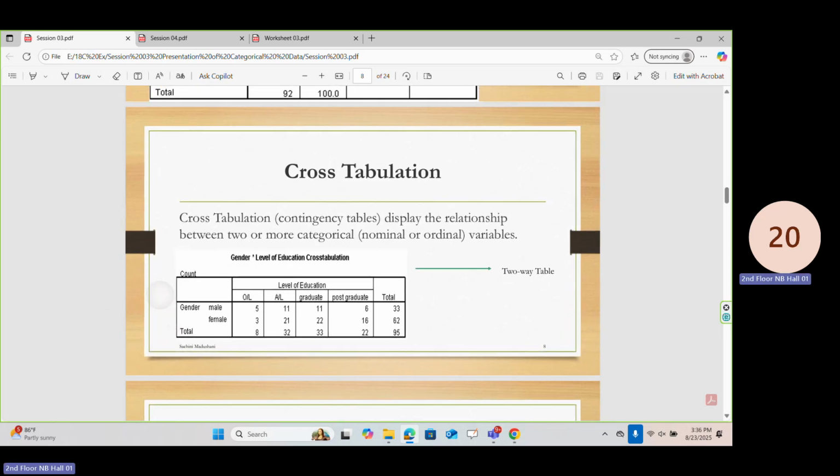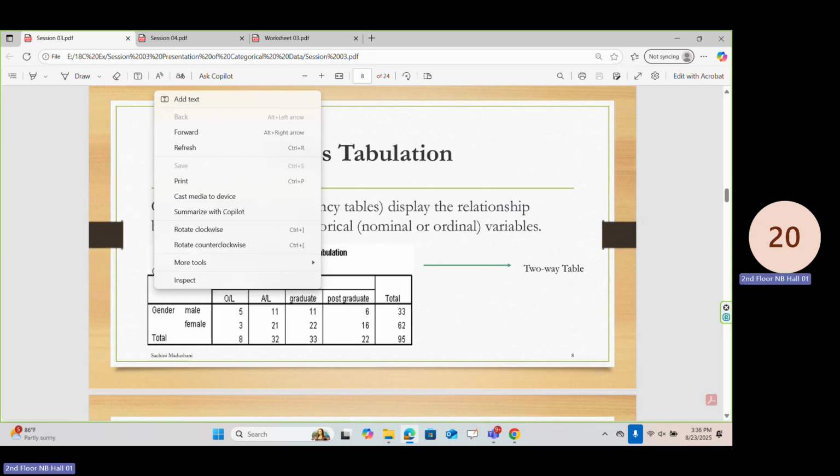Now you studied the frequency table. If we have only one categorical variable, we can use the normal frequency table. Assume we have two categorical variables. Then normally, when we use the frequency table, we need to take two frequency tables to represent the two categorical variables. But there is an option: we can create one table using both categorical variables.